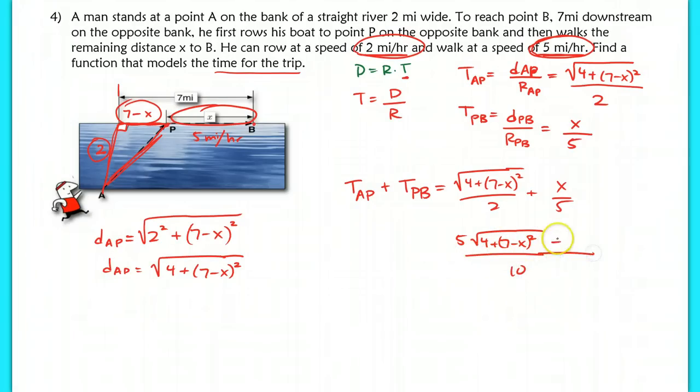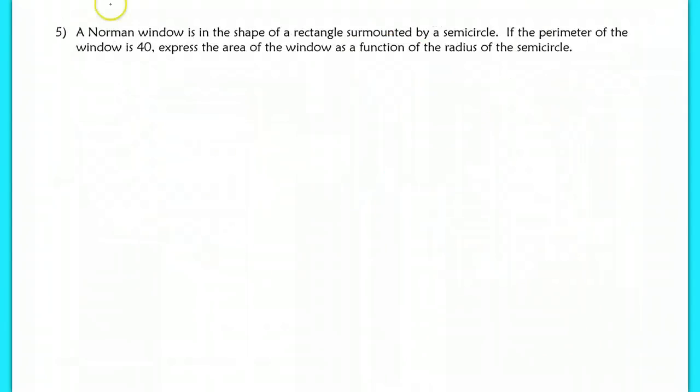Oops, plus 2x. And that would be my function in terms of the distance that he walks. Okay, I know this is already getting kind of super long here. I apologize, but this is a really important question that I want to make sure you know how to set up, because you're going to see it on your homework and you might possibly see this on a quiz as well.